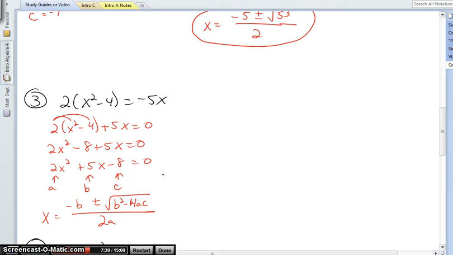Okay. 2 times -8 is -16. Is there anything that multiplies to -16 and adds up to 5? Nope, nothing that does that. So I'm going to use the quadratic formula. So x equals -5 plus or minus the square root of 25 minus 4 times 2 times -8 all over 2 times 2.